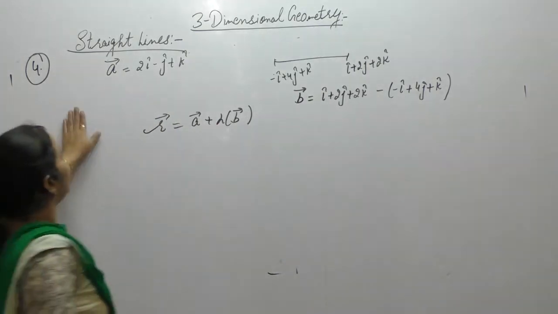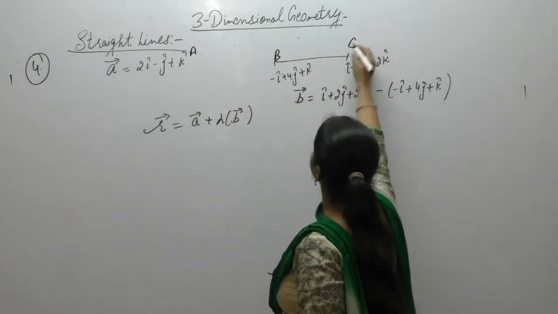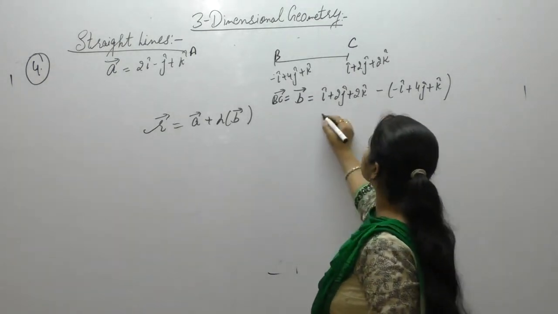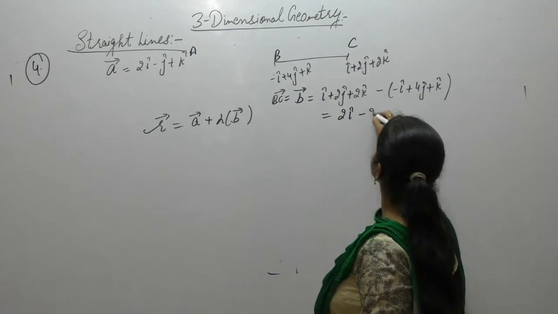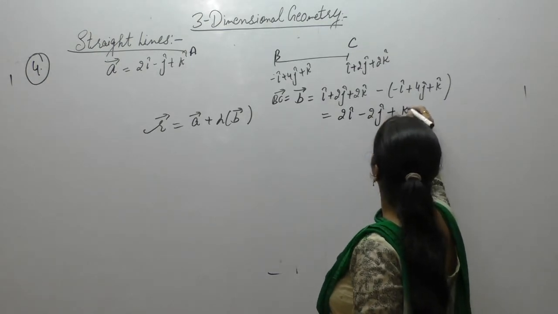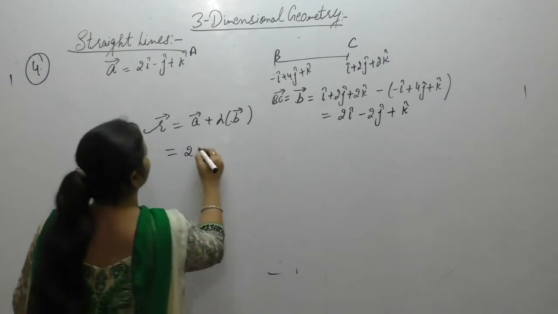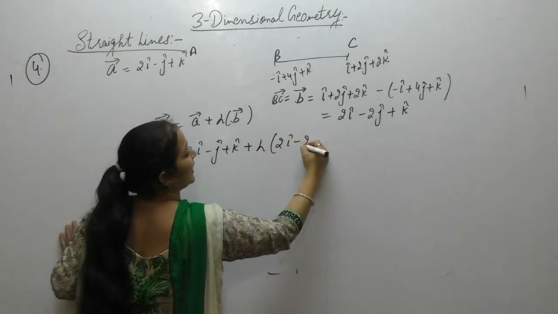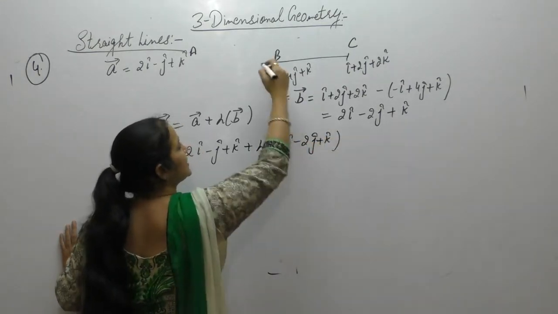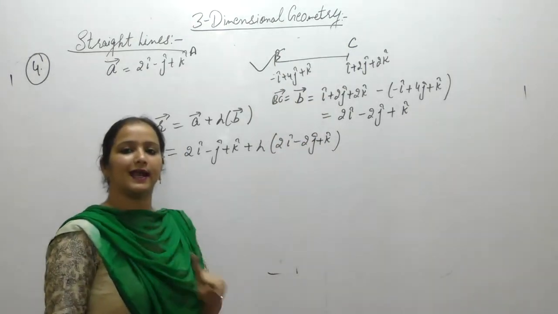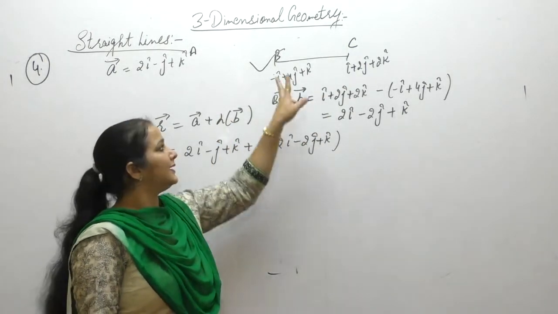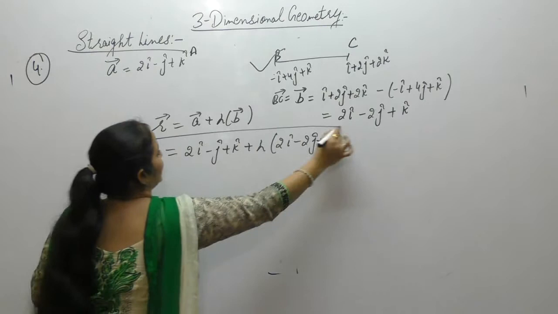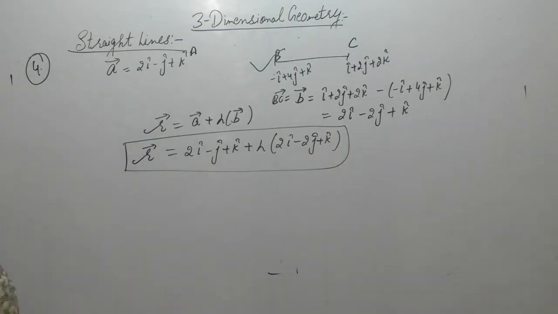Let this point be A, and this is BC, so BC vector is equal to B vector minus the other: 1 plus 1, 2 minus 4, 2 minus 1. So B vector is this, and the line is A vector, 2i minus j plus k, plus lambda (2i minus 2j plus k). This point is important in this question: the line is parallel to the vector made by joining these 2 points. So our vector equation is 2i minus j plus k plus lambda times this.